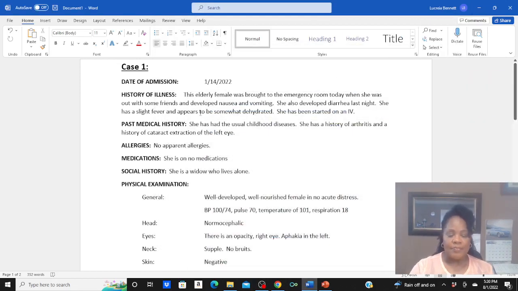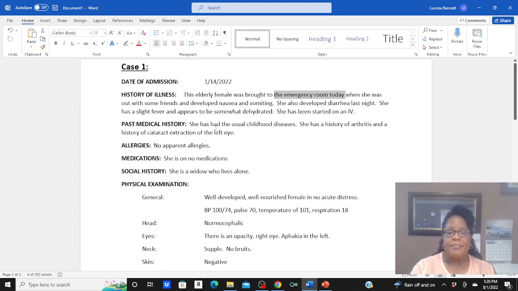The first one, date of admission 1/14, history of illness. This elderly female was brought to the emergency room today when she was out with some friends and developed nausea and vomiting. She also developed diarrhea last night. She has a slight fever and appears to be somewhat dehydrated. She's been started on an IV.